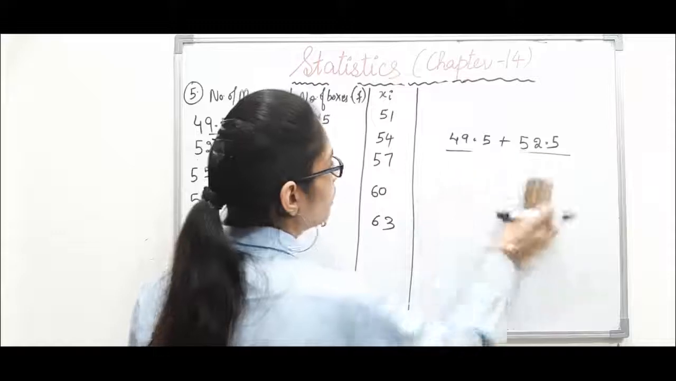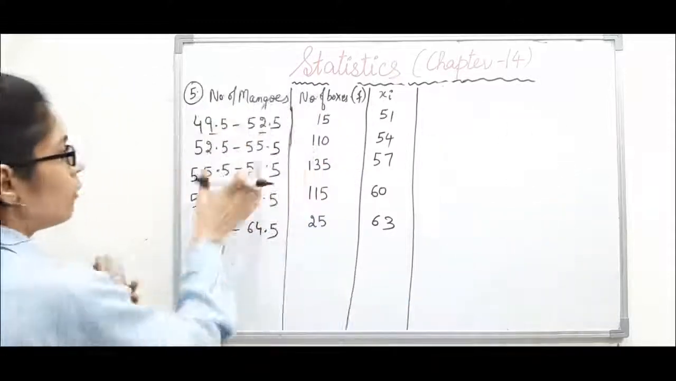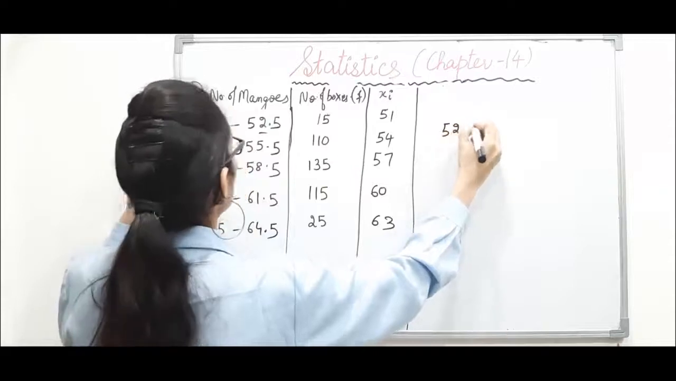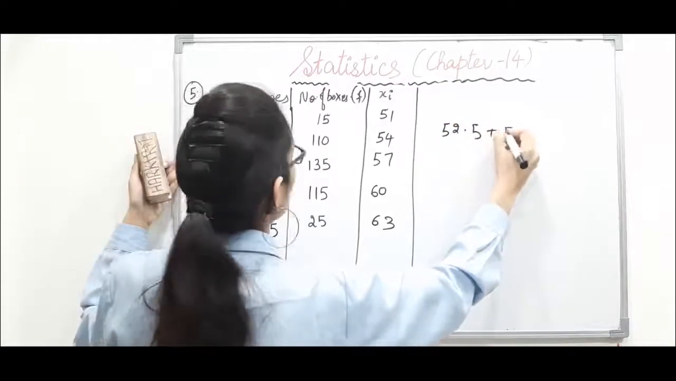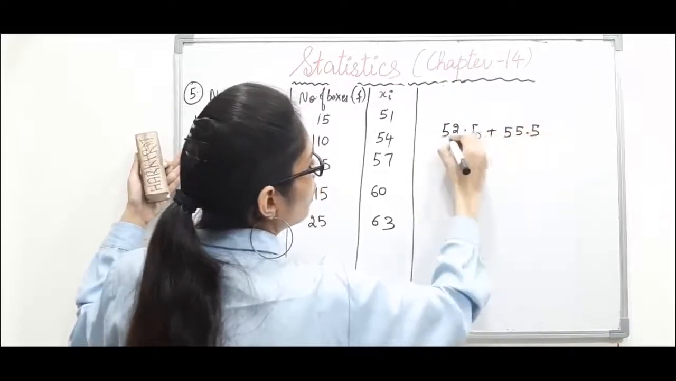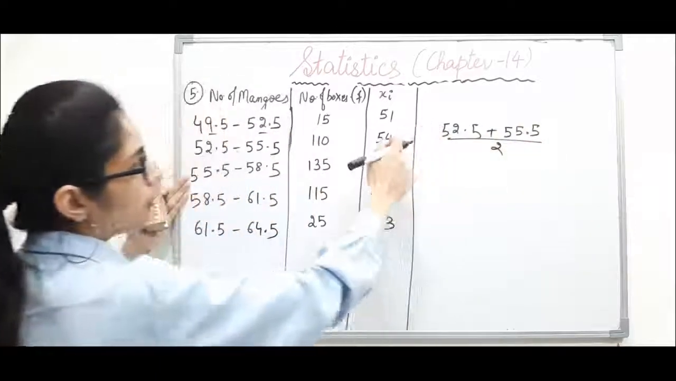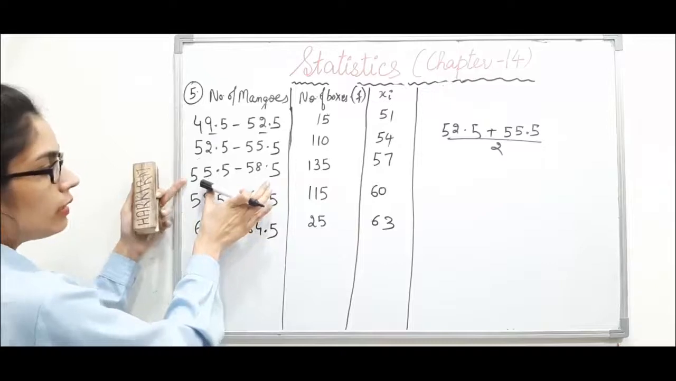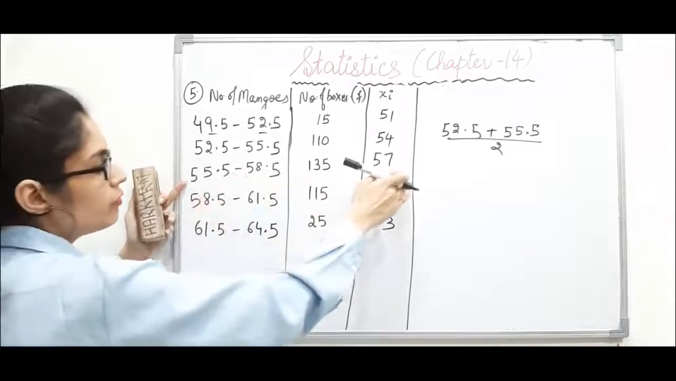In all the terms we have to do it in this way. We have to add these two terms and divide by 2. 52.5 plus 55.5 divided by 2, so you will get 54. So all these, if you add these two and divide by 2, you will get 57.